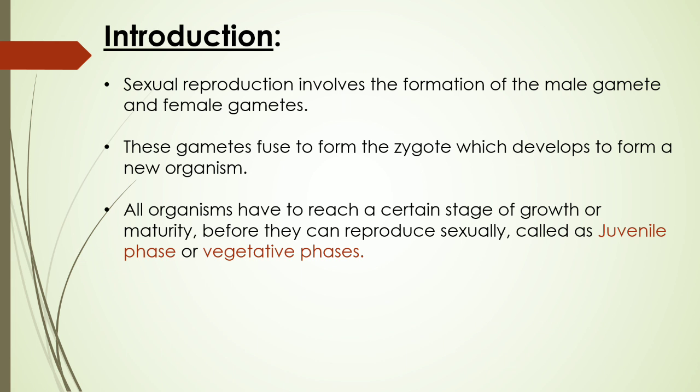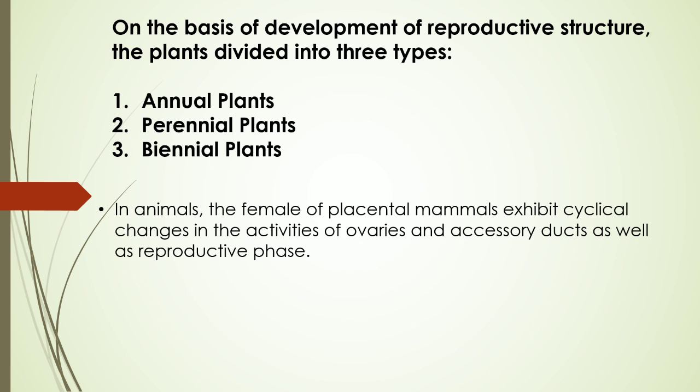The period before the organism can reproduce sexually is called juvenile phase, and in plants this phase is known as vegetative phase. On the basis of the development of reproductive structure, the plants are divided into three types. First one is annual plants.